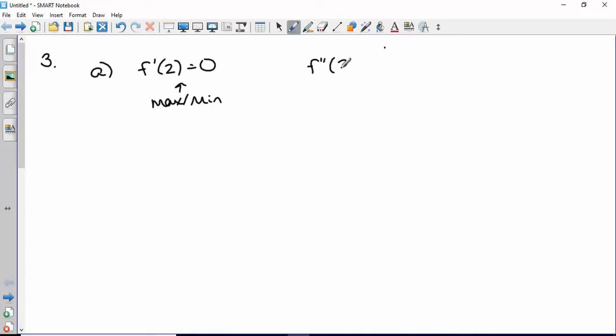The second derivative is -5. The second derivative tells us concavity. If it's positive, that means concave up. Negative means concave down.